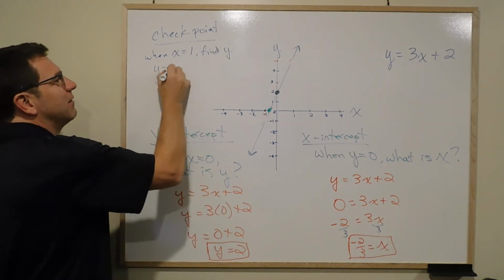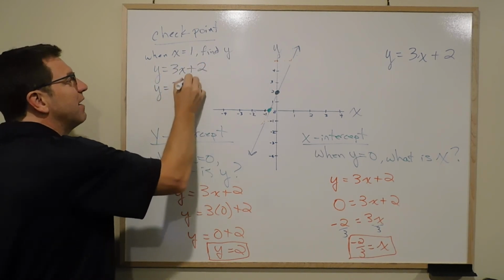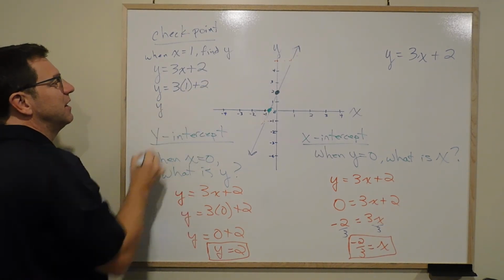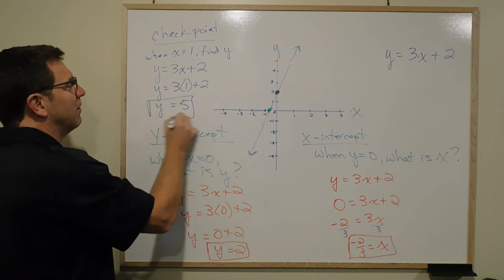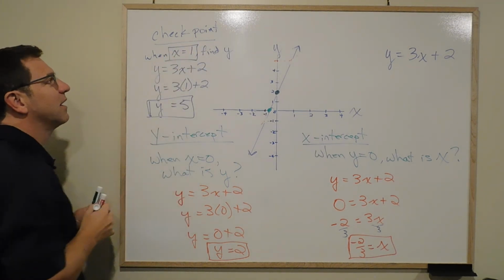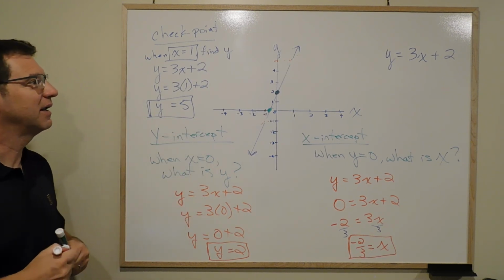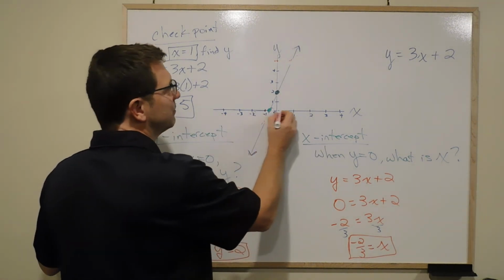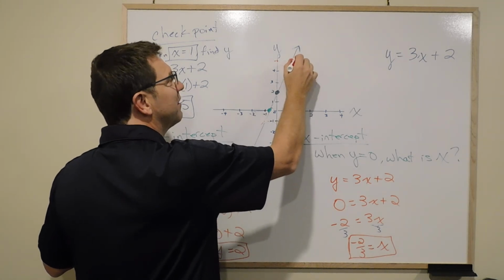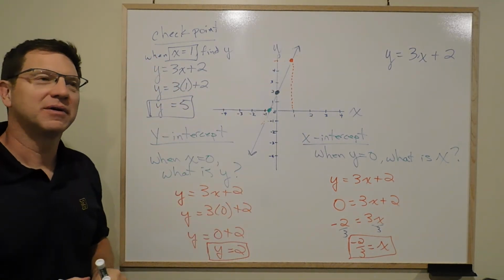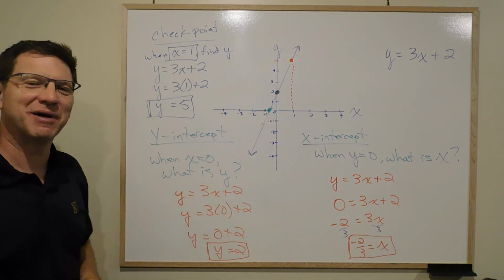Well, we have y equals 3x plus 2. X equals 1. 3 times 1 plus 2. And 3 times 1 is 3, plus 2 is 5. And there should be no surprise that when x equals 1, y equals 5, because that was a point that we found before, right? So x equals 1 and y is 5. And our points line up. So we've used our intercepts to graph a line, and we've checked it to make sure it's correct.